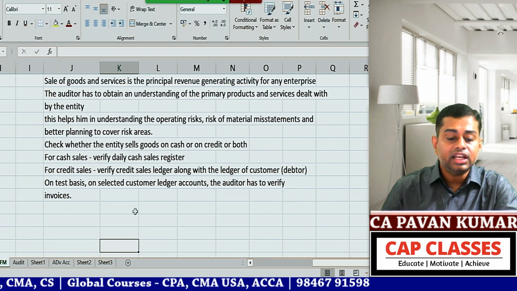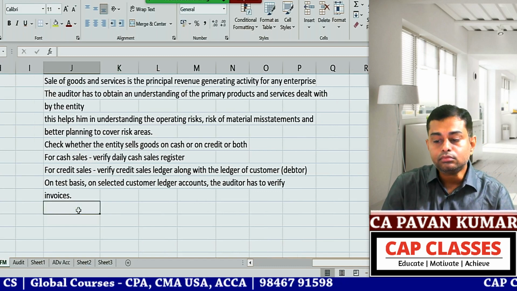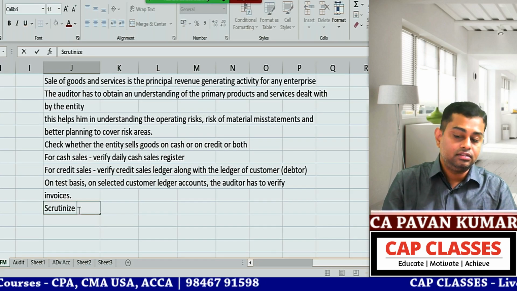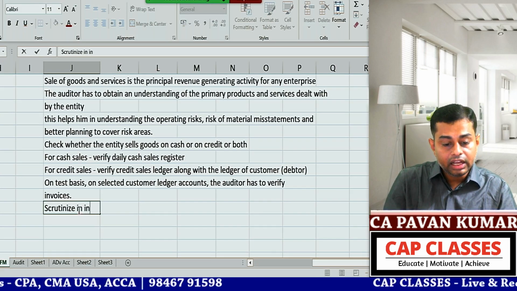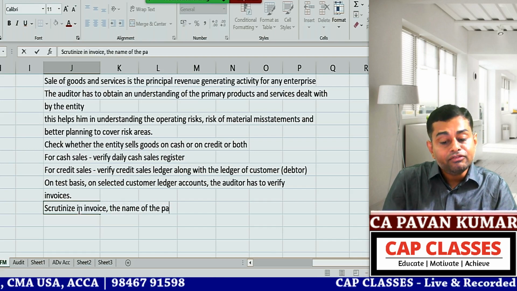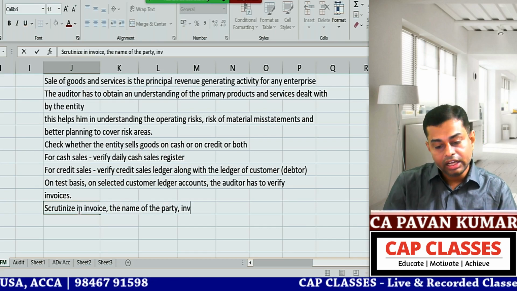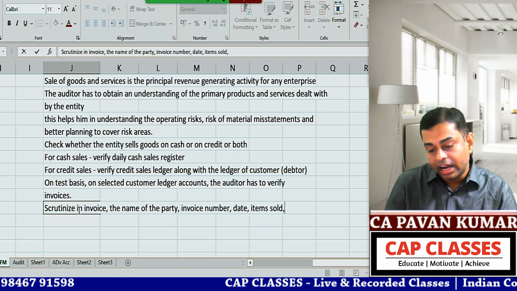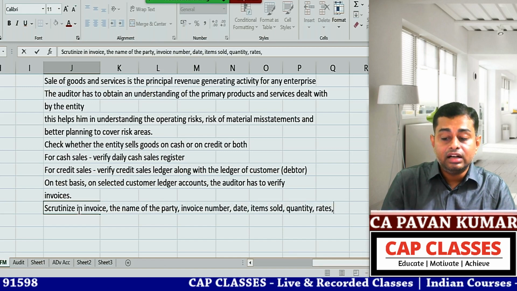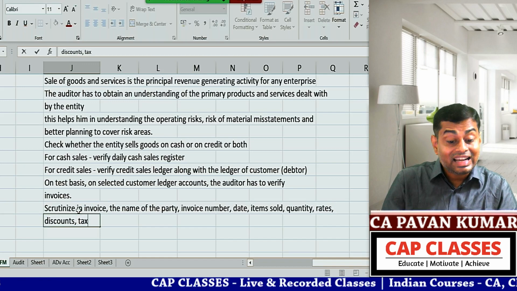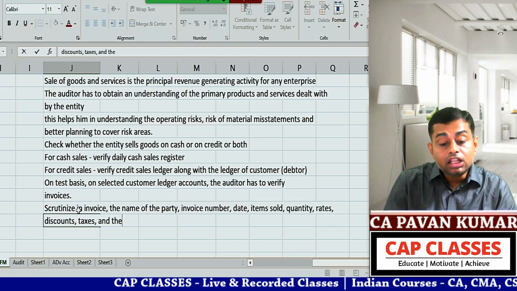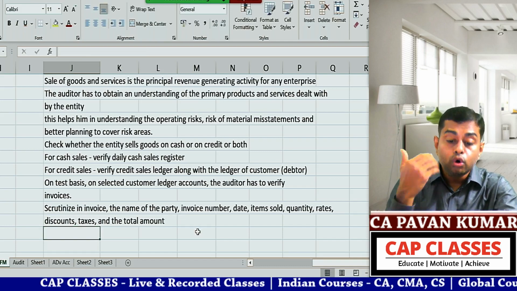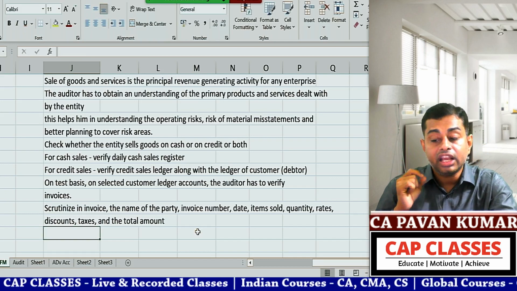Okay, you are verifying invoices. In an invoice, what will you verify? The invoice number, name of the company. Very good. Scrutinize the name of the party, invoice number, date, amount, items sold, quantity, rates, discounts, taxes, and the total amount. So in an invoice, you are verifying to whom it is sold, on what date it is sold, and the invoice number.